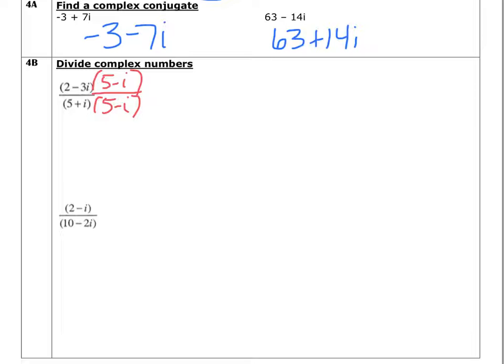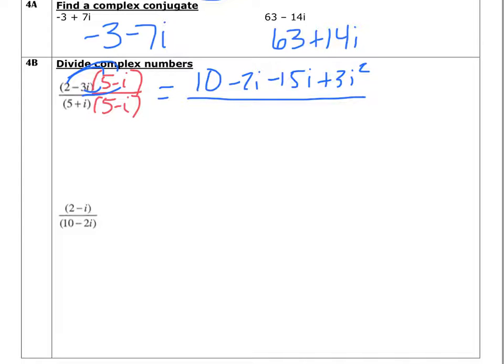So what I did basically is just create two multiplication problems. I need to multiply these two numbers and these two numbers. Let's start with the distribution for the top. 2 times 5 is 10. 2 times negative i is negative 2i. Negative 3i times a positive 5 is negative 15i. A negative 3i times a negative i is a positive 3i squared.